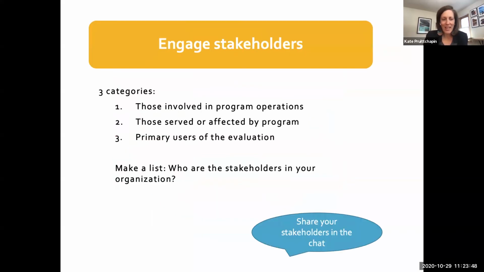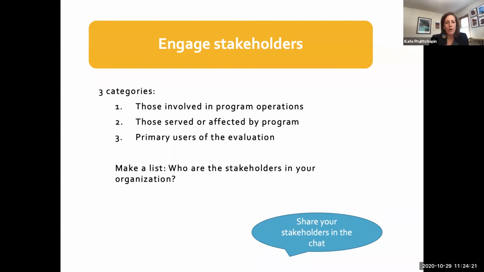All right. Okay, so engaging stakeholders. So when we think about stakeholders, we typically think about them in these three different categories. One is those that are involved in operating the program, right? So those are your coalition partners, your funding officials, your staff, your managers, your administrators. And then another stakeholder category is those that are affected by the program. So that means your clients, your family members, neighborhood organizations, elected officials.